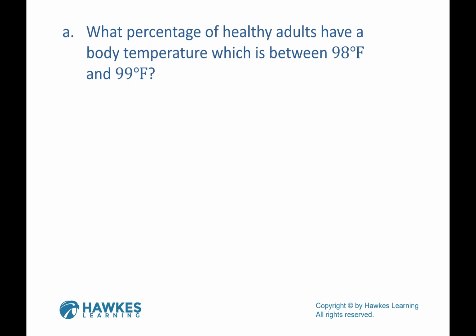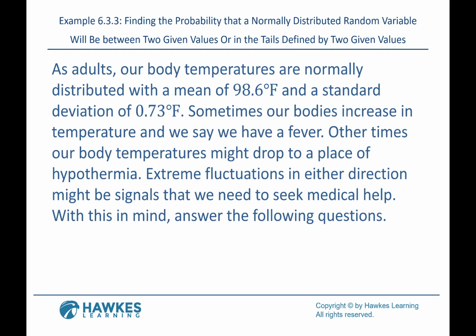Okay. Let's look at part A here. This one says, what percentage of healthy adults have a body temperature which is between 98 and 99 degrees? So on all these, we're going to be working with the same normal distribution. Here our mean is 98.6. Our standard deviation is 0.73 degrees.